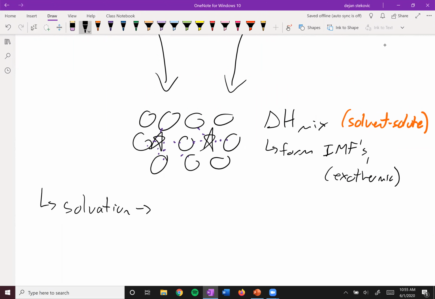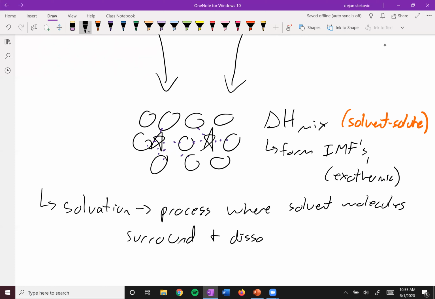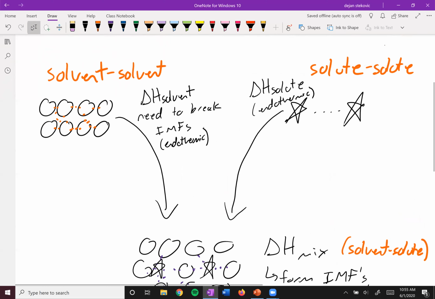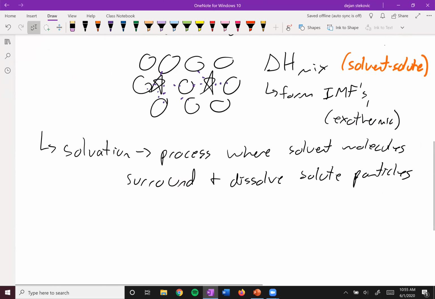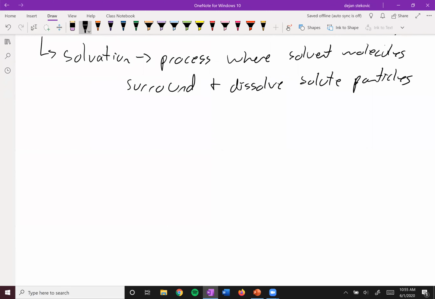The process of solvation is the process where solvent molecules surround and dissolve the solute particles. And so the overall energetics of this situation will depend on the exact numbers of these intermolecular forces. So let's start off with some scenarios.